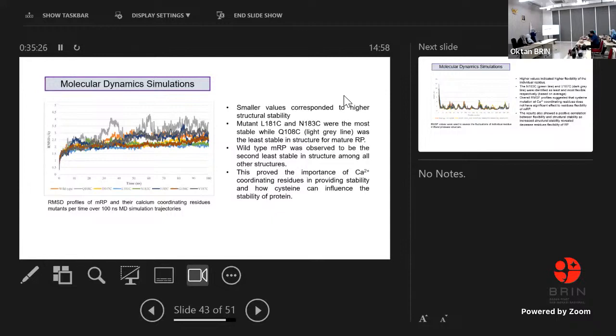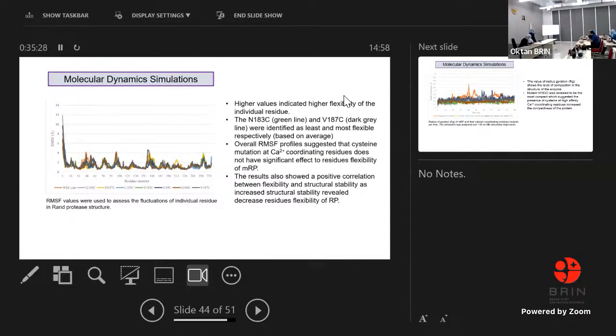And also in terms of the flexibility, there is a decrease of the flexibility and improvement in the packing of the enzyme when we introduce the calcium as well. So the next one.